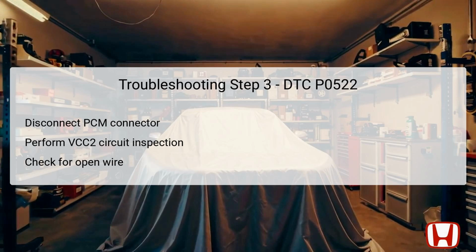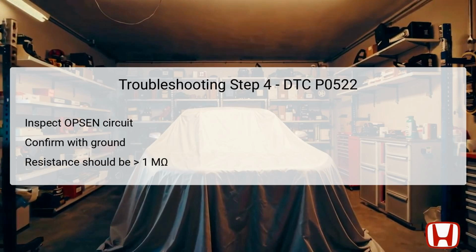Once the PCM connector and engine oil pressure sensor connector are disconnected, perform an inspection of the VCC2 circuit. This involves checking between these connectors for any signs of open wiring. The specification for a normal condition is that there should be less than 1 ohm of resistance, indicating that the electrical connection remains intact. If abnormalities are detected during this inspection, it confirms a circuit issue that needs addressing.